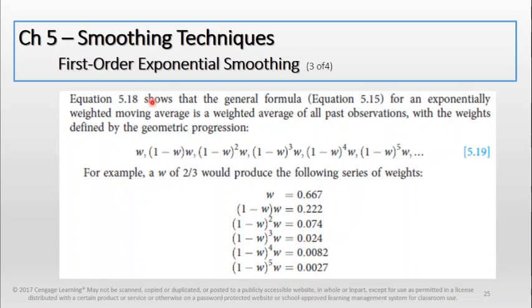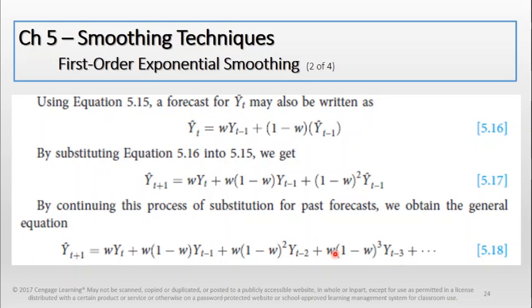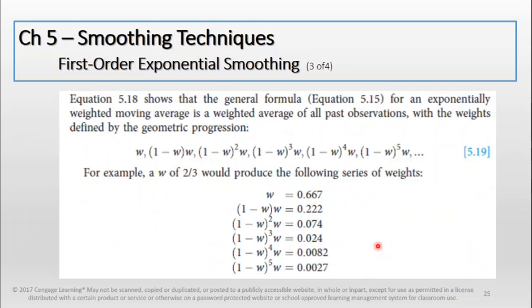Equation 5.18 shows that the general formula for an exponentially weighted moving average is a weighted average of all past observations with the weights defined by the geometric progression of this one. So this is your geometric progression. For a sample W of 2/3, it would produce the following series of weights. These weights are what you will use here, 1/3, and so on.